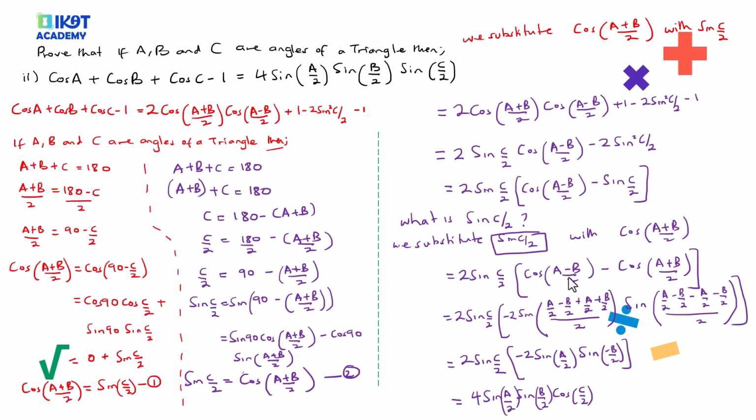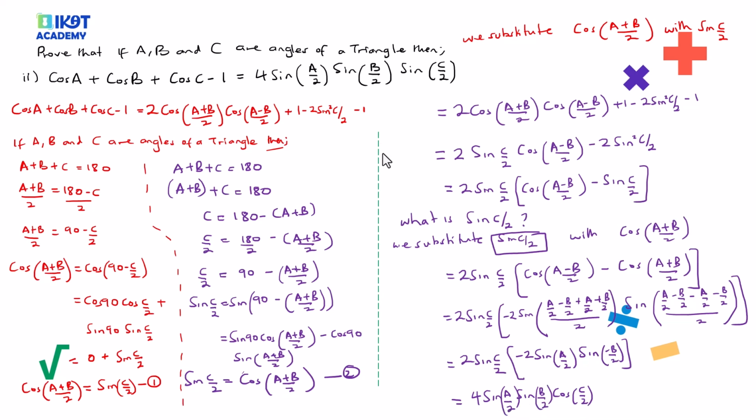Even here, sine of this minus, but now when a negative enters this bracket, this becomes negative A out of 2 and negative B out of 2. So you have to be keen on the details. So here we end up with negative 2 sine A out of 2 sine negative B out of 2. But remember, the sign of a negative comes out. So this becomes 4 sine A out of 2. So we've proved that.